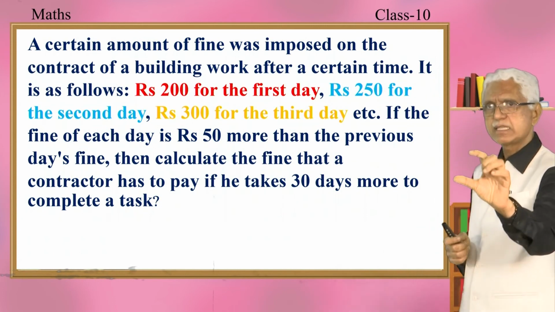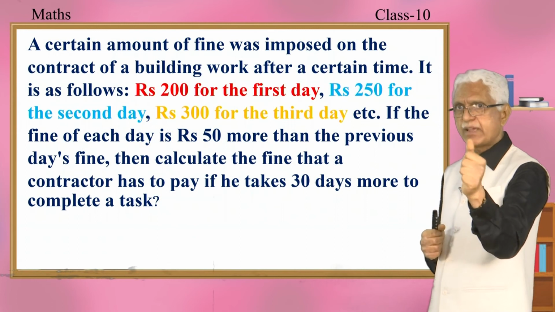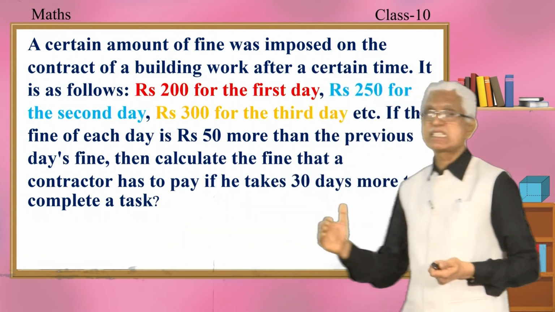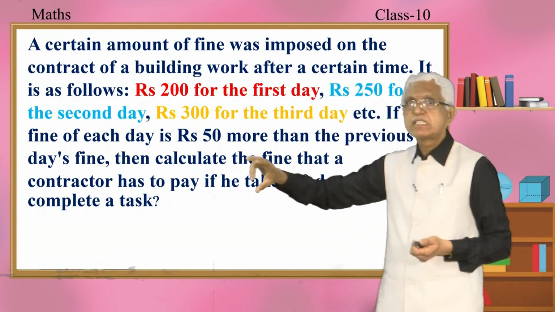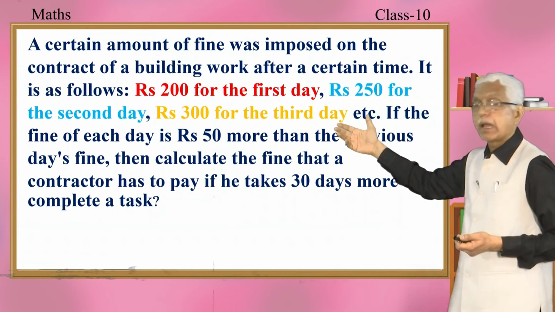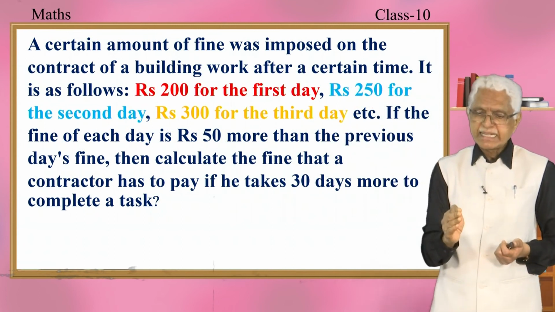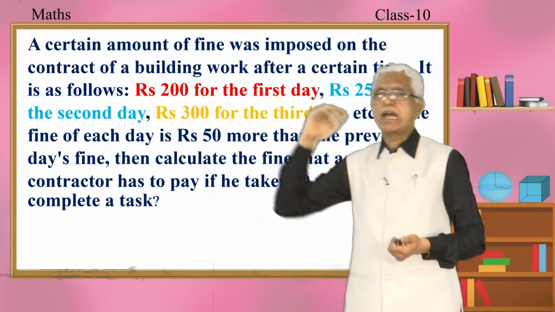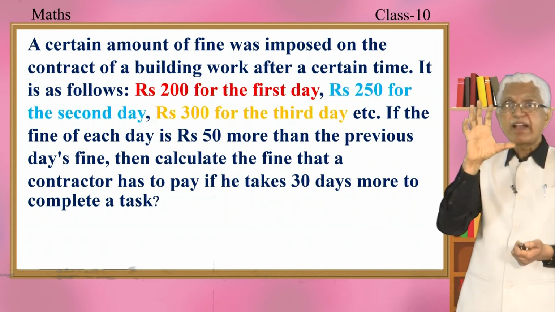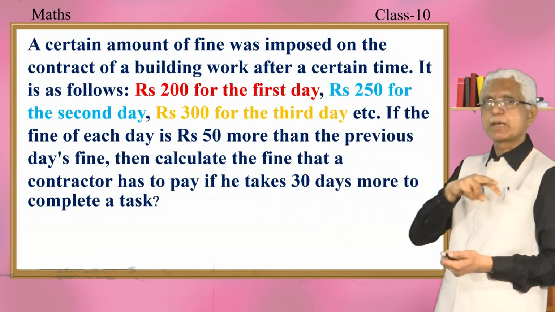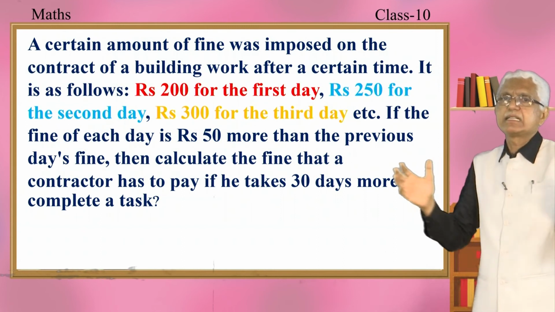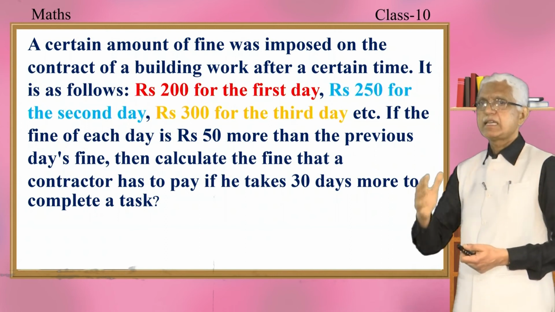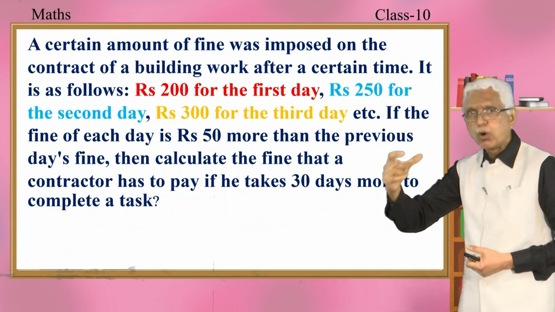He has to finish the work in a certain number of days. If he is delayed by 1 day, 200 rupees for the first day. Delaying by the second day, 250 rupees. Delaying by the third day, 300 rupees. So, for every day of delay he has to pay 50 rupees extra. If the fine for each day is 50 rupees more than the previous day's fine, calculate the fine that the contractor has to pay if it takes 30 days more. He is taking 30 days more to complete the work.